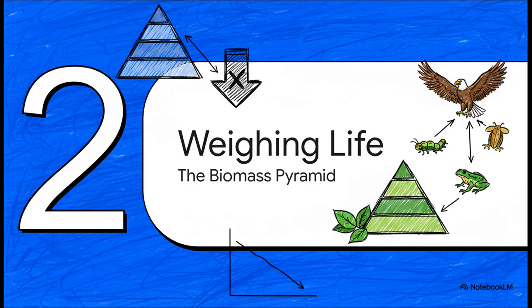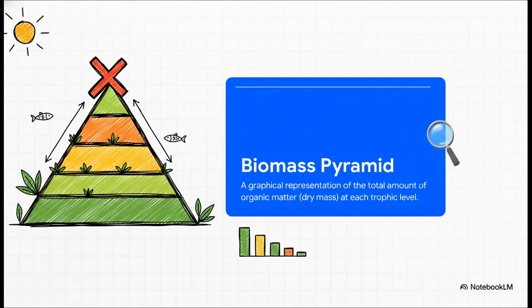Okay, so counting is out, it's not reliable. But what if, instead of counting them, we weighed them? Let's try to measure the total amount of living stuff, the biomass, at each level. This brings us to our second kind of pyramid. Biomass is really just the total weight of all the living organisms in a level if you were to dry them all out. So instead of one tree versus 1,000 insects, we're now comparing the total weight of that tree to the total weight of all those insects combined.